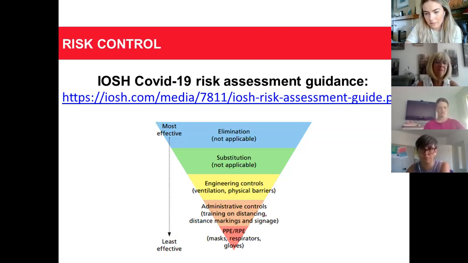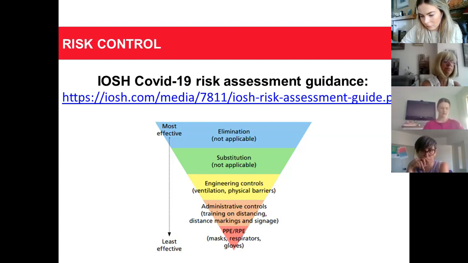And there is something called the hierarchy of risk control, and I've got it on the screen now. This is the IOSH Covid-19 Risk Assessment Guidance. This is a diagram that they've issued on their website that you will get as part of this presentation, which helps us work through the risk controls that we need to be thinking about putting in place. So I just want to take a few minutes to talk about this hierarchy of risk control and why it's important.